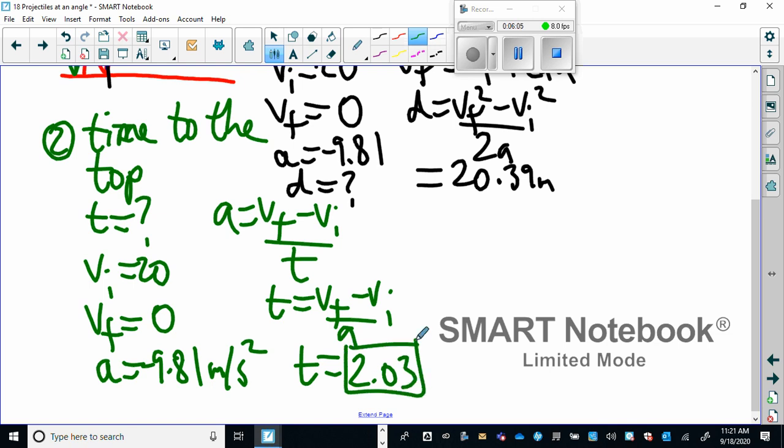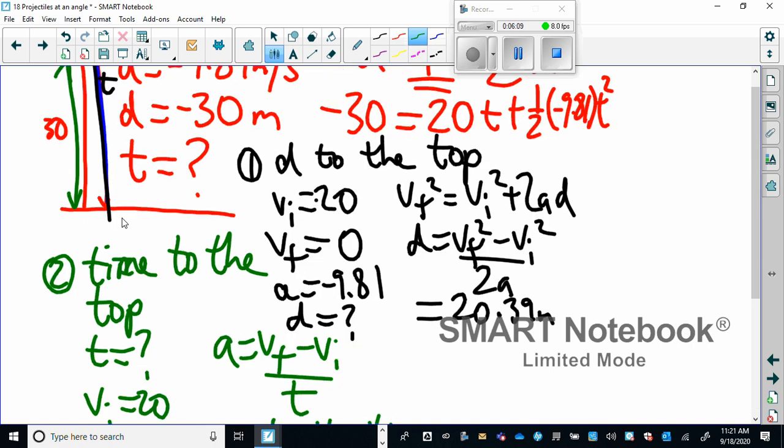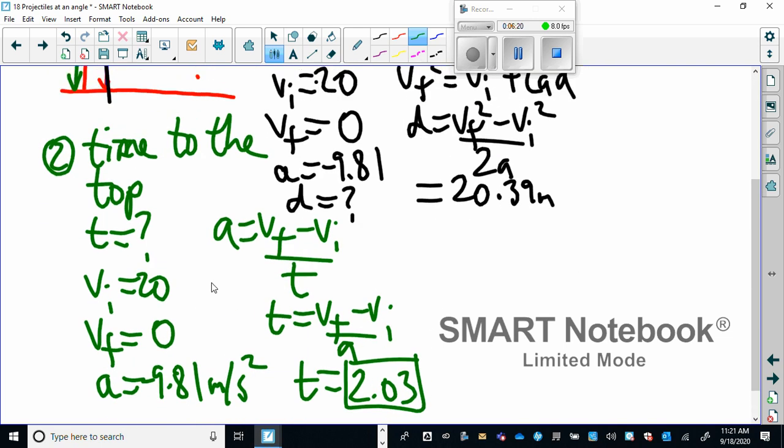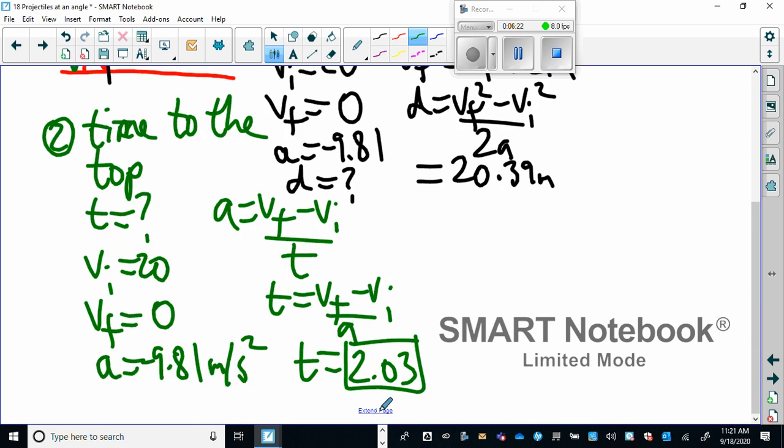Put a box around that. So 2.03 seconds to get to the top. Now we need to calculate how long it takes to get from the top to the bottom. And again, this is made easier by the fact that now we're going to say the initial velocity is 0. Acceleration due to gravity, 9.81, and we have the displacement now.